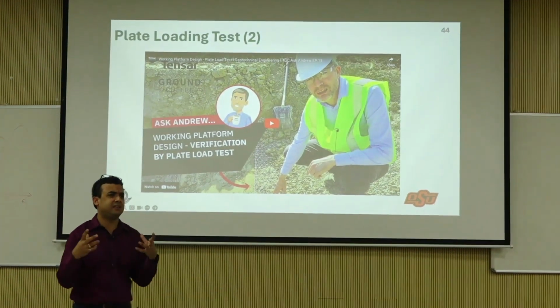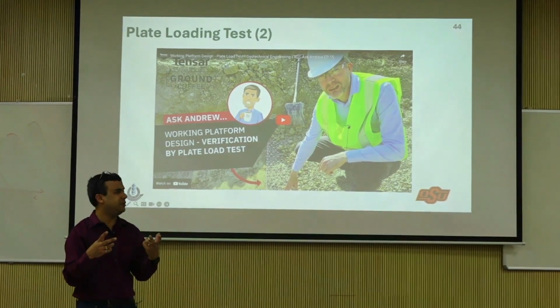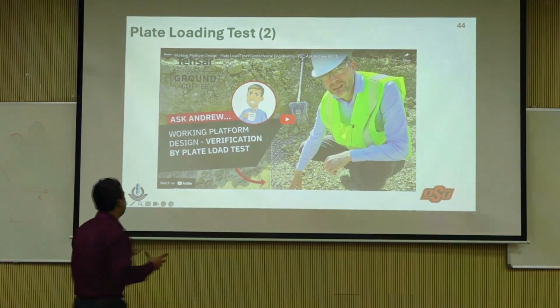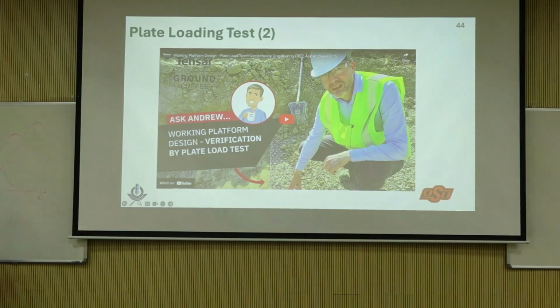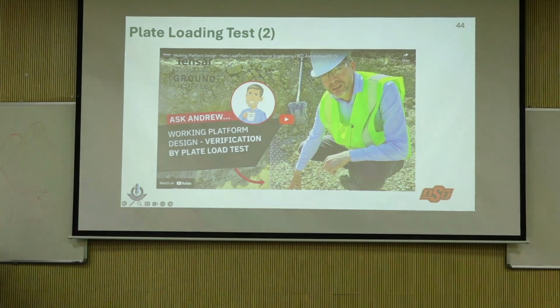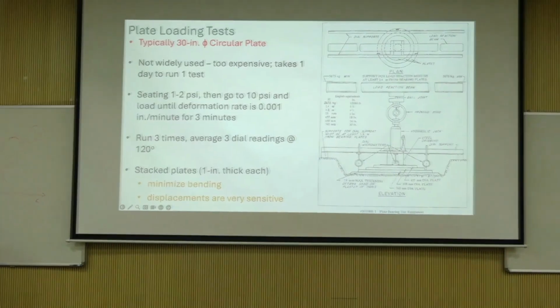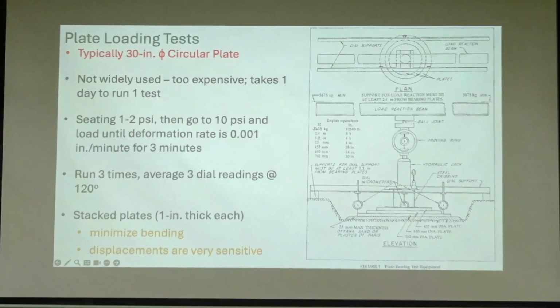Standard is 300 millimeter. Is it 1 foot? Yeah, 1 foot diameter is 300 millimeter, 30 centimeter. 30 centimeter diameter is the standard one. And then for airfield pavements, you have different criteria. There you can go to 30 inches.